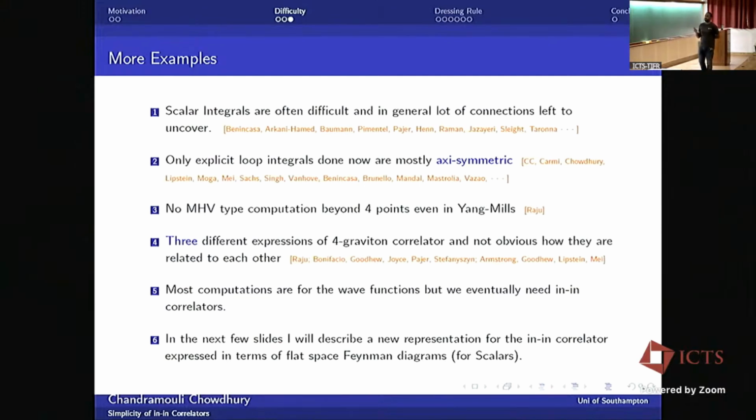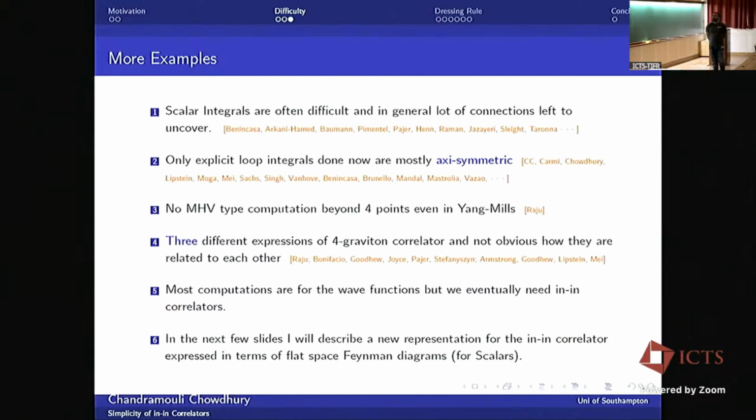because we don't have any MHV type computation beyond 4 points, which Suvrat actually did many years ago. And it gets much worse for gravitons, because right now we seem to have 3 different expressions for the graviton correlator, the 4 graviton correlator, and it's not obvious to check if they're all the same.